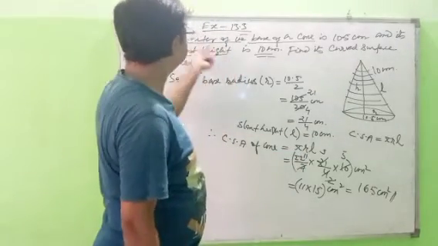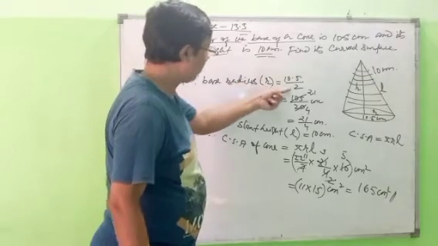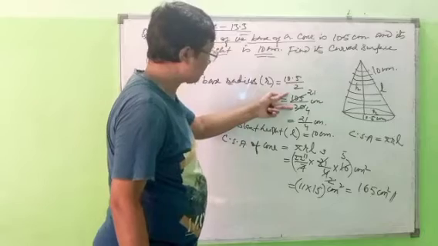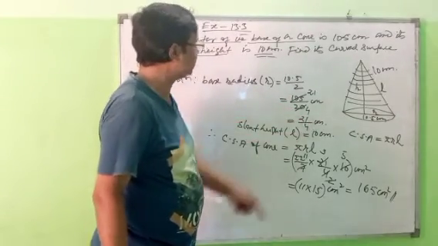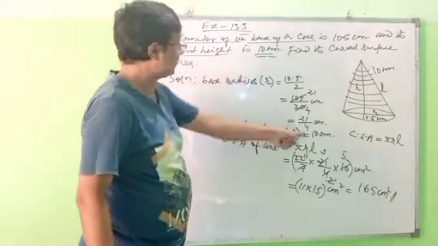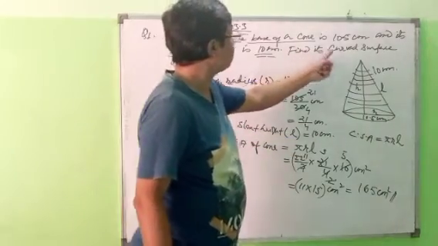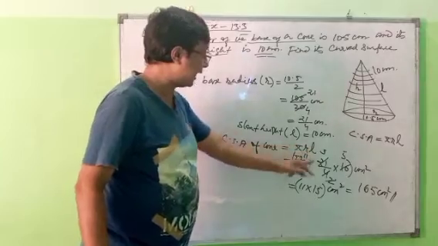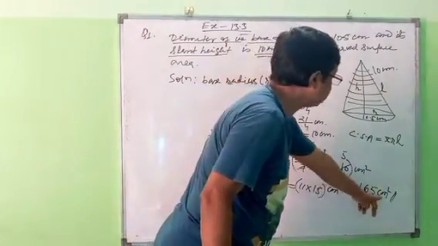So here they have given the diameter, so you have made the radius by dividing by 2. Removing this point, you have made the fraction, and by cancelling, you have got 21 by 4 centimeter. And then they have given the slant height, that is L, 10 centimeter. You have been told to find the curved surface area. That is given by pi r l, and by putting its value, you have got 165 centimeter square.